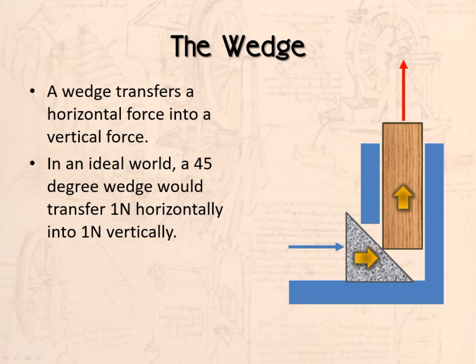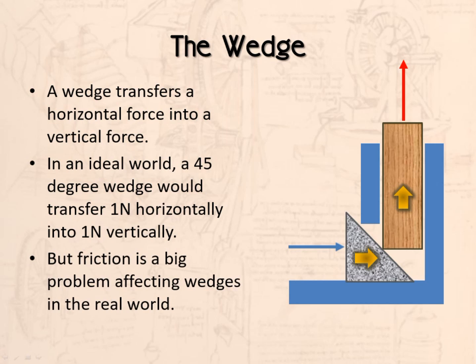So in an ideal world, a 45-degree wedge like this would transfer 1 Newton horizontally to 1 Newton vertically. But of course, we don't live in an ideal world. We have friction to consider. This is going to be a big problem, especially for steep wedges like this one.